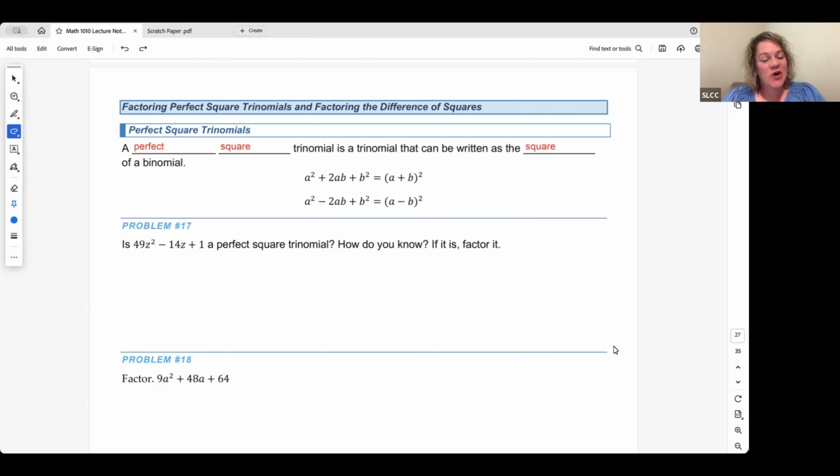Hi, today we'll be going over section 3.5, a review of factoring. In this video, we'll talk about factoring perfect square trinomials and factoring the difference of squares.